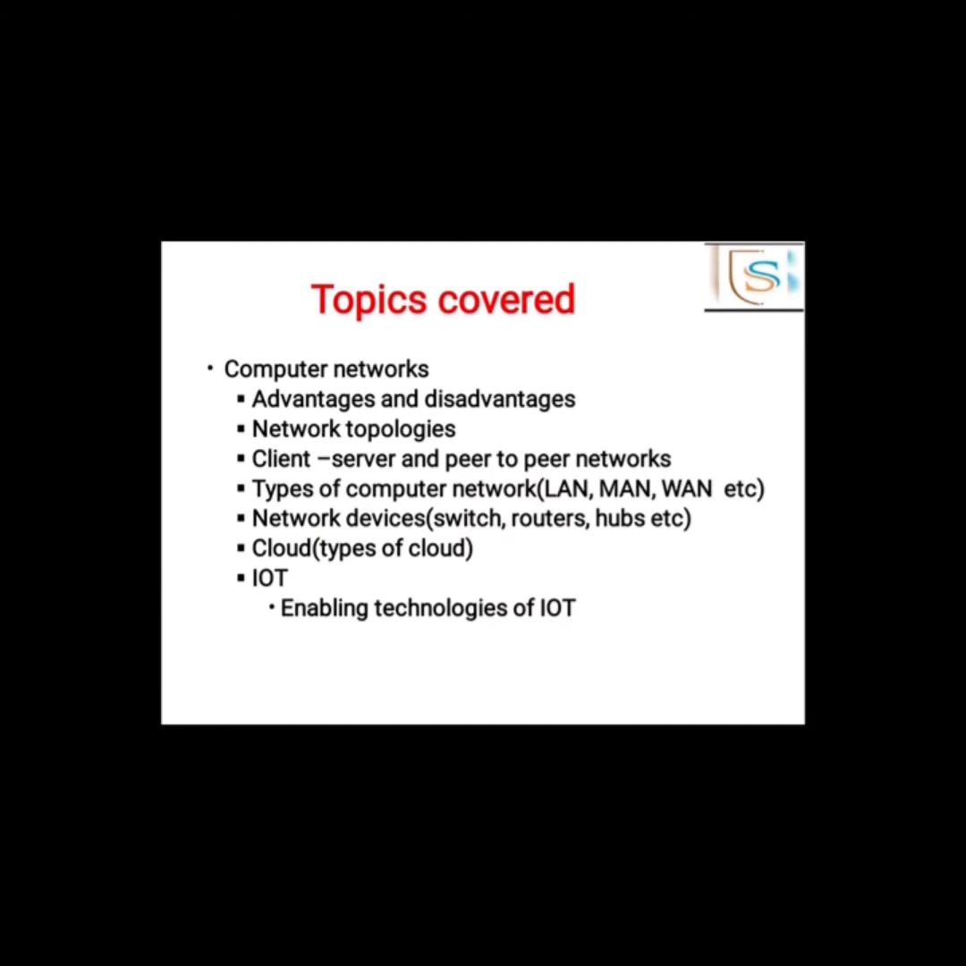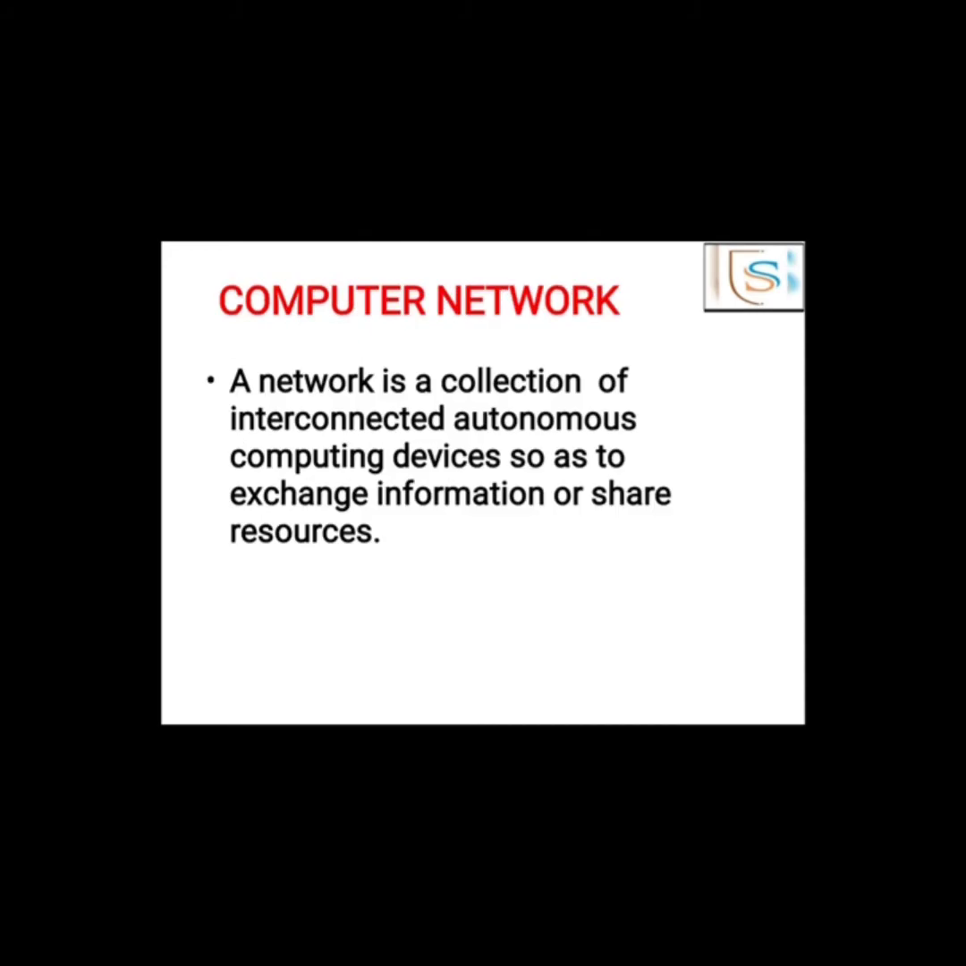Topics covered in this part are the definition of computer networks, advantages and disadvantages, various network topologies, various kinds of networks like client-server, peer-to-peer, LAN, MAN, WAN, etc., network devices, cloud computing, and last but not the least, Internet of Things. So let's start. What is a computer network?